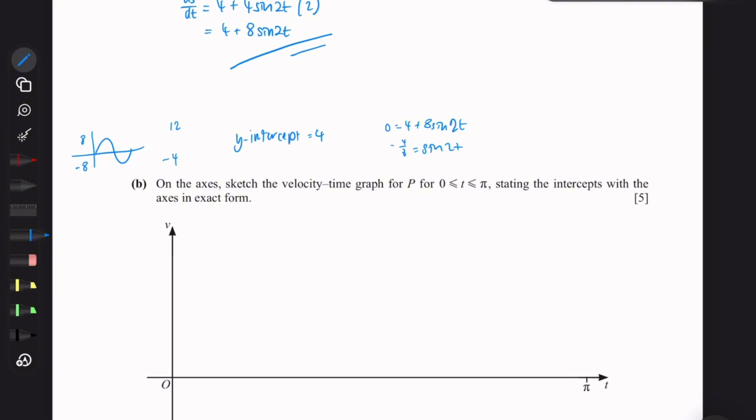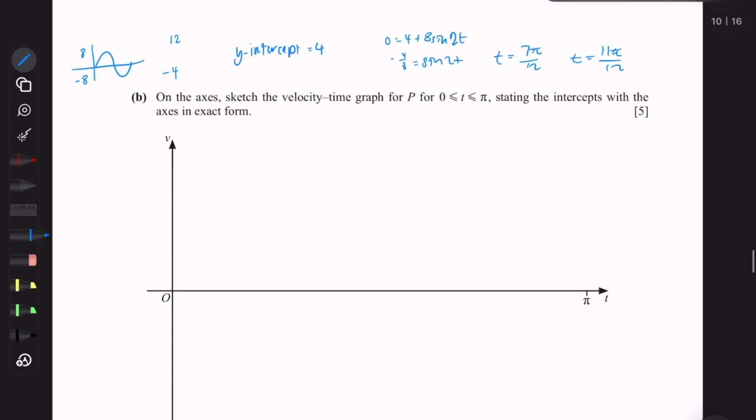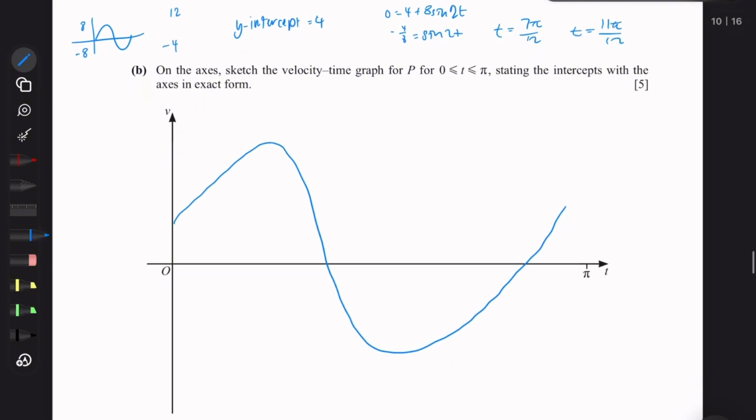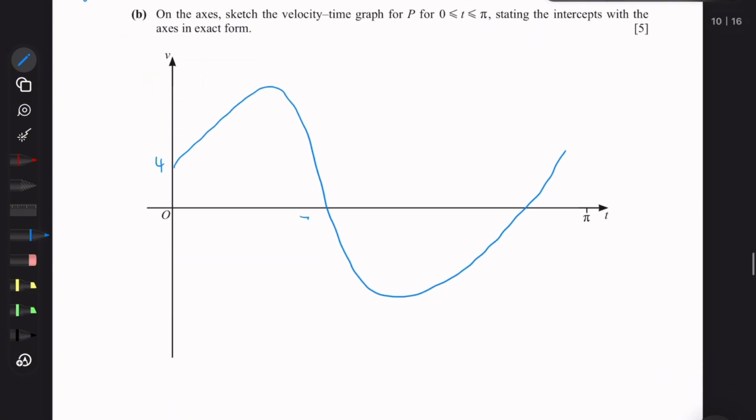And because sine 2t is equal to a negative number, we find the angle in the quadrants where sine is negative, which will be the third and the fourth quadrant. And then t will be 7 pi over 12 and 11 pi over 12. So the sine graph will look like this. And the y-intercept is 4. And this is 7 pi over 12. And this is 11 pi over 12.